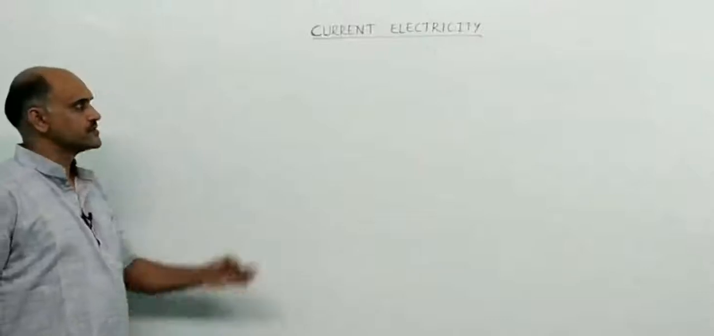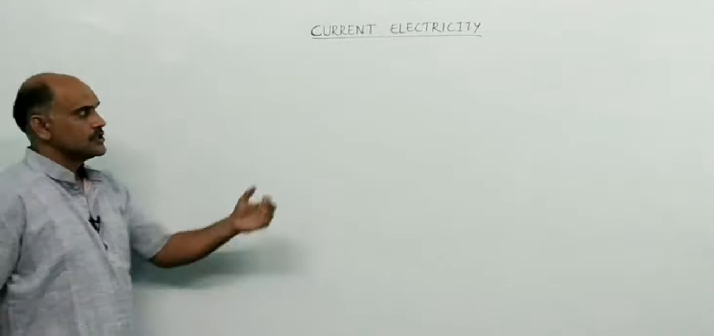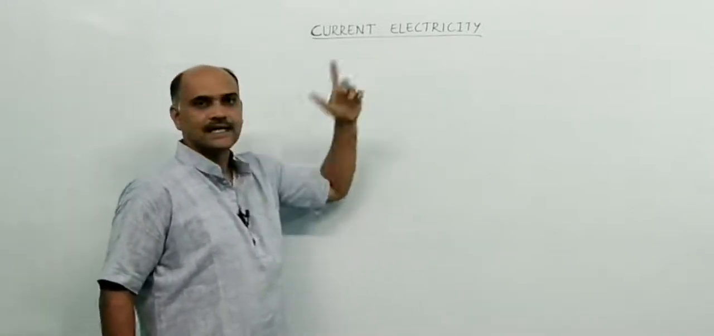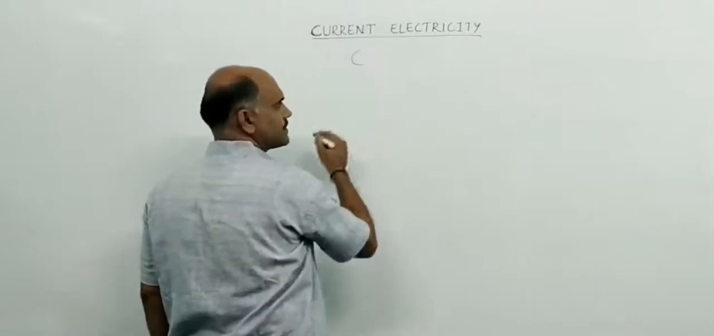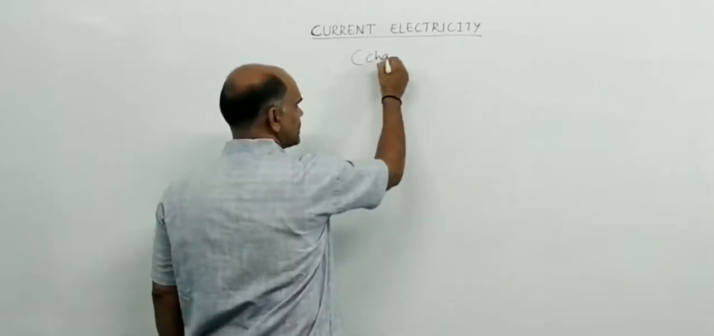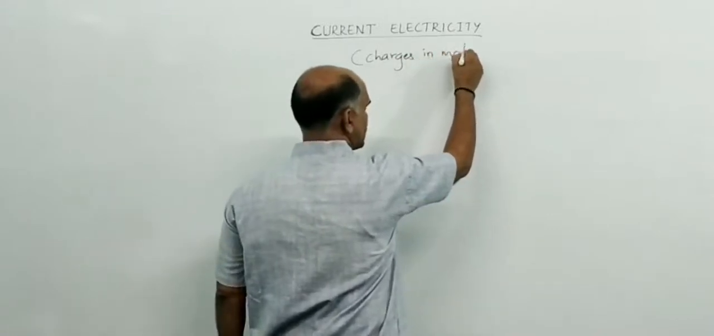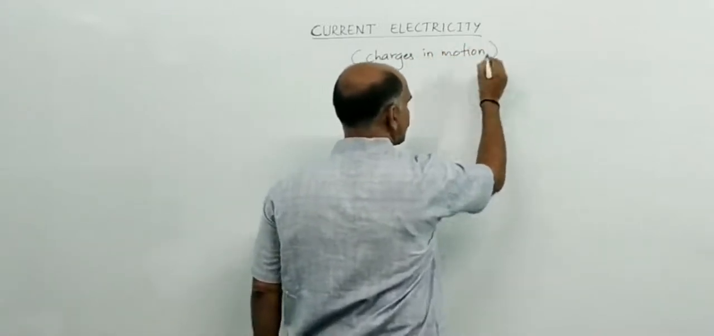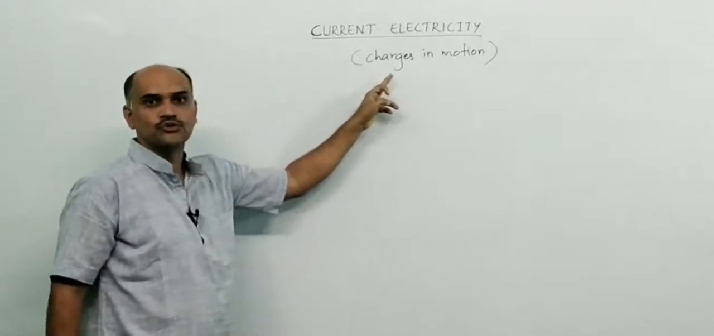Today we'll start current electricity. So what do you mean by electricity? It is a branch of physics which deals with charges in motion.